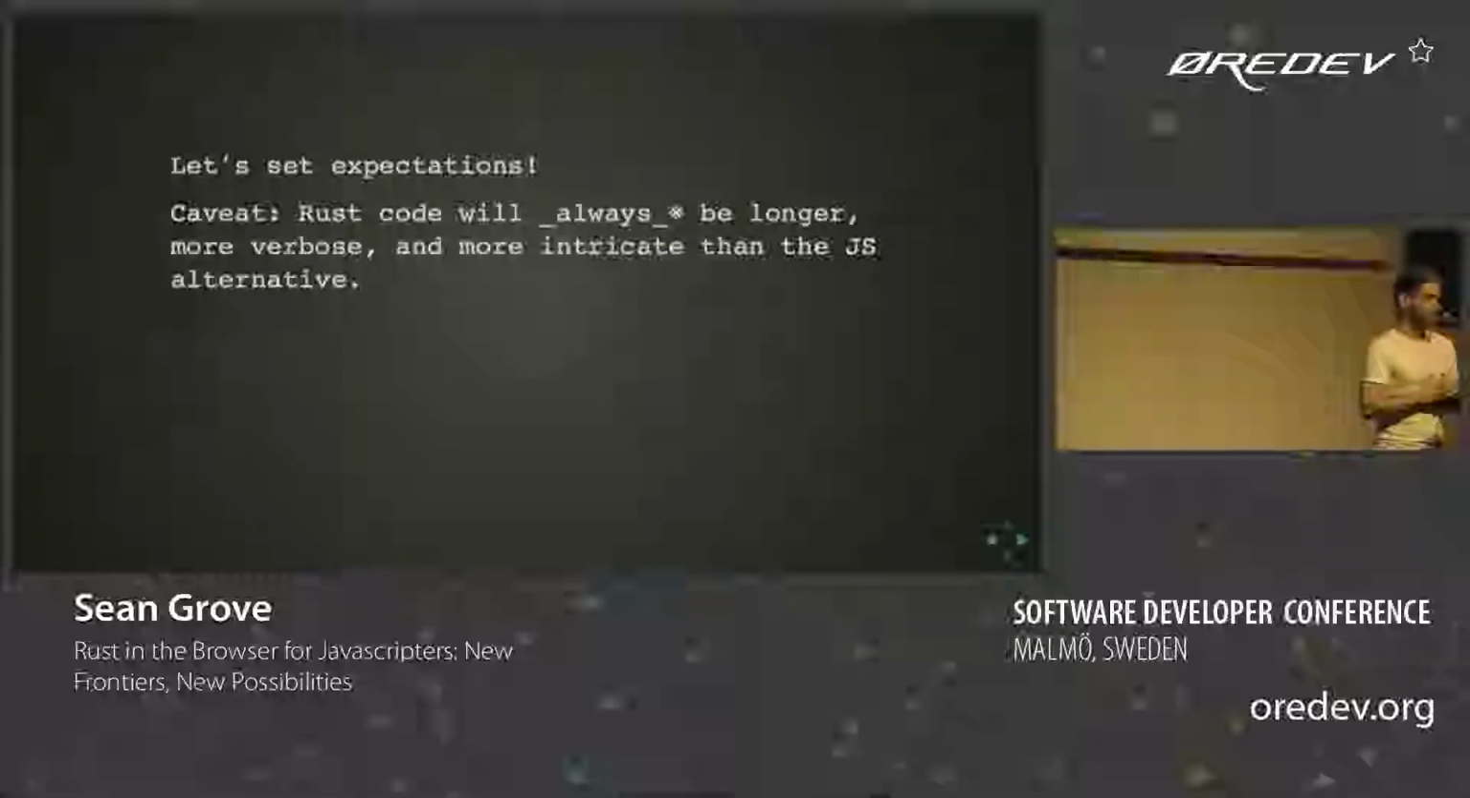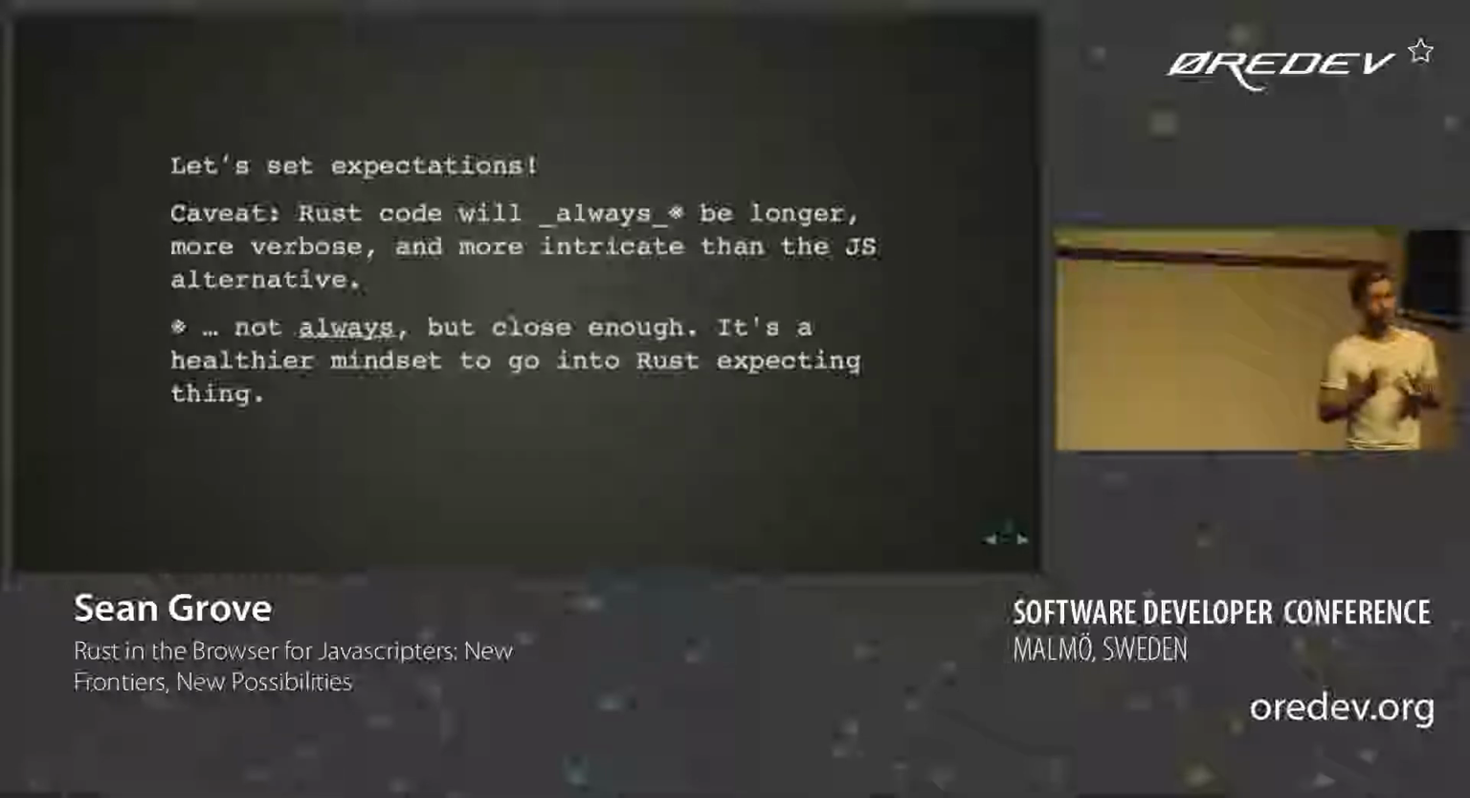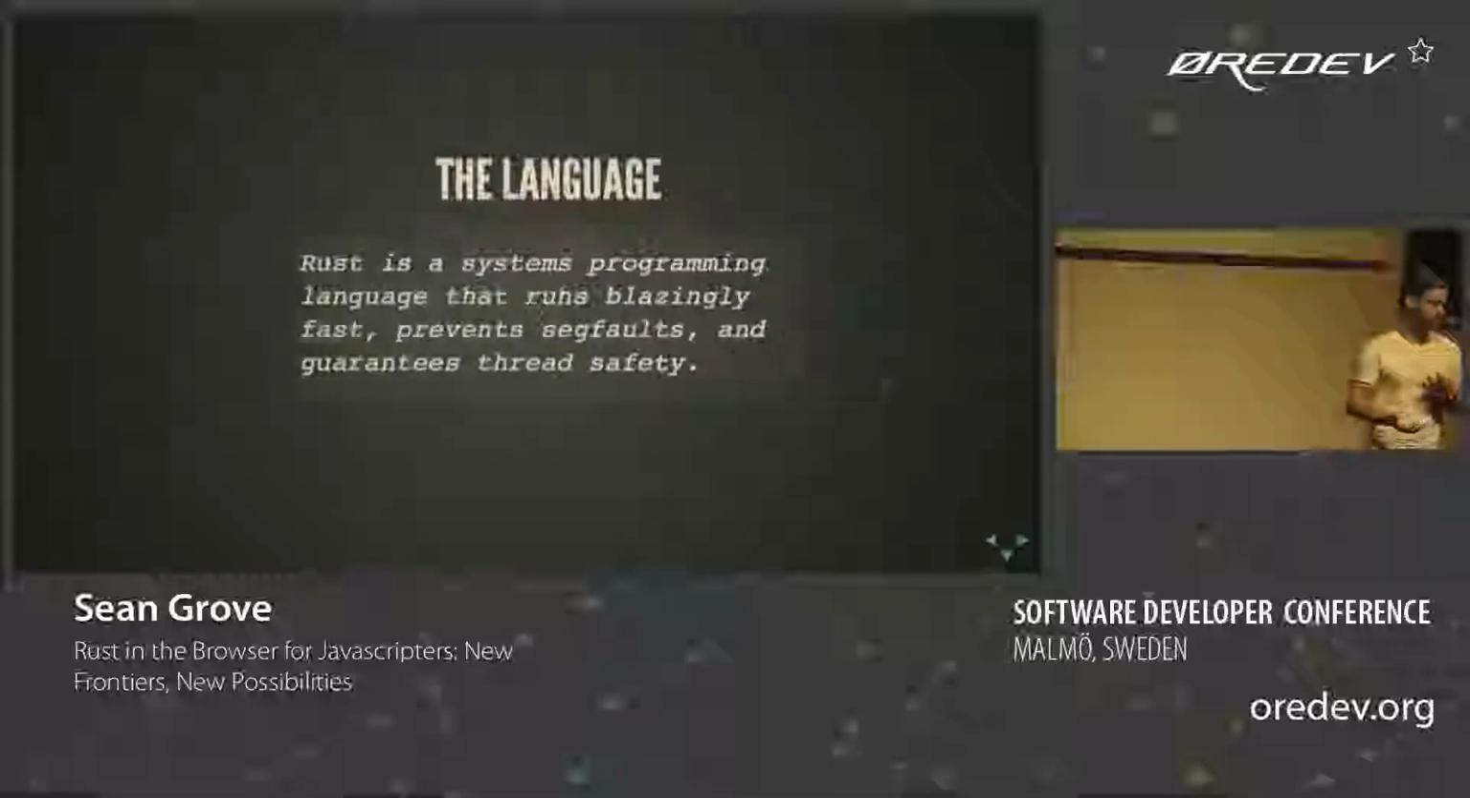So one of the caveats going into this is you should always expect that the Rust code is going to be longer and more verbose than the JavaScript equivalent. This isn't strictly true, but it's true enough that if you go into it with this expectation, you won't be disappointed. So whenever you see longer bits of code, just take a deep breath. It's OK. It's there for a reason. And it will help you understand a bit more.